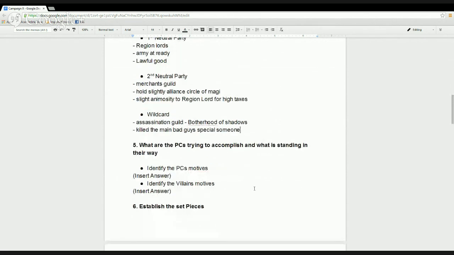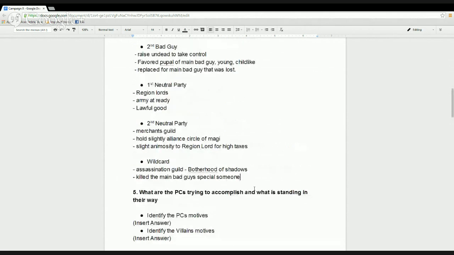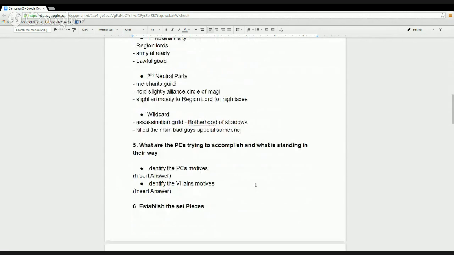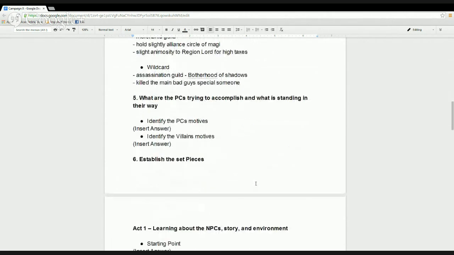Now, that takes us to the next step. We have our dramatic situation. We know what the finale we're building up to with all of these parties moving toward it. We have our 7 forces. Now we have to stop for a second. And then step 5, we hit what are the PCs trying to accomplish? And what is standing in their way?